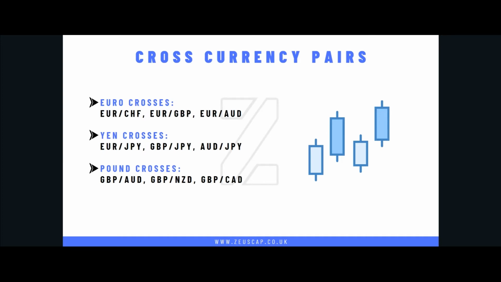Moving on to the cross currency pairs, so we have the euro crosses, yen crosses, and the pound crosses. Now, a cross currency pair is one that consists of a pair of currencies traded in the Forex. It does not include the US dollar. So remember that the crosses do not include the US dollar. Common cross currency pairs involve the euro and the Japanese yen and the pound. So the euro crosses, as you can see, is the euro Swiss, the euro pound, euro Aussie dollar. The yen crosses are the euro yen, pound yen, Aussie dollar yen, and then the pound crosses are the pound Aussie dollar, pound New Zealand dollar, and the pound Canadian dollar.